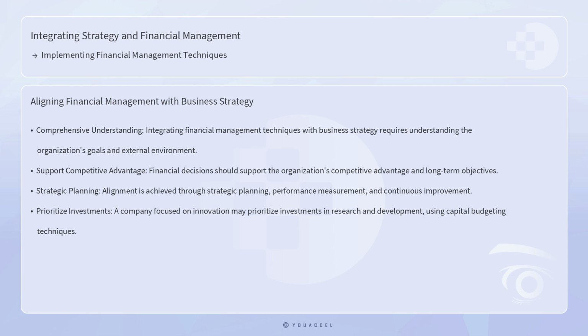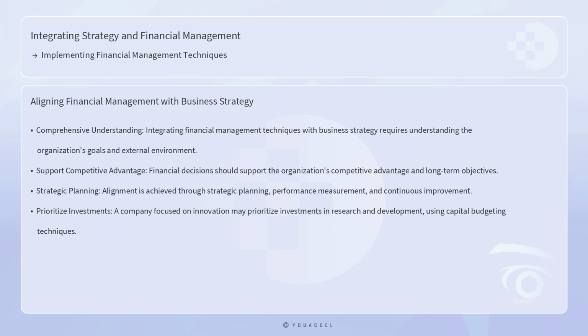Integrating these financial management techniques with business strategy requires a comprehensive understanding of the organization's goals and the external environment in which it operates. According to Porter, aligning financial management with business strategy involves ensuring that financial decisions support the organization's competitive advantage and long-term objectives. This alignment can be achieved through strategic planning, performance measurement, and continuous improvement.